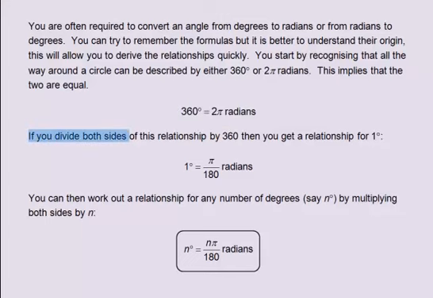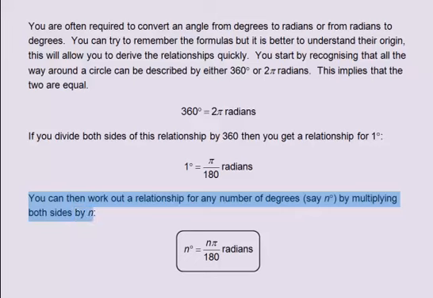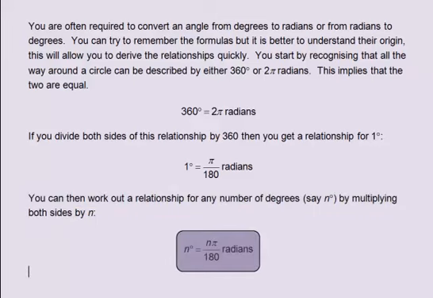If you divide both sides of this relationship by 360, then you get a relationship for 1 degree. 1 degree equals pi divided by 180 radians. You can then work out a relationship for any number of degrees, say n degrees, by multiplying both sides by n. n degrees equals n multiplied by pi divided by 180 radians.